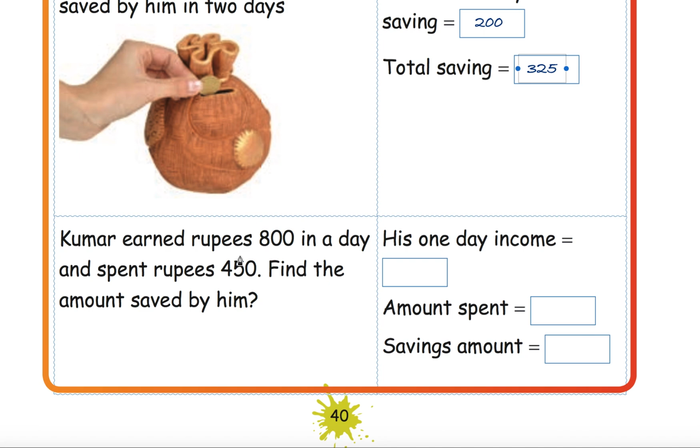Kumar earned rupees 800 in a day and spent 450 rupees. Find the amount saved by him. How much did he earn? He earned 800. How much did he spend? 450. 800 minus 450, how much? 800 minus 400 is 400. 400 minus 50 is 350. So 350. Okay.